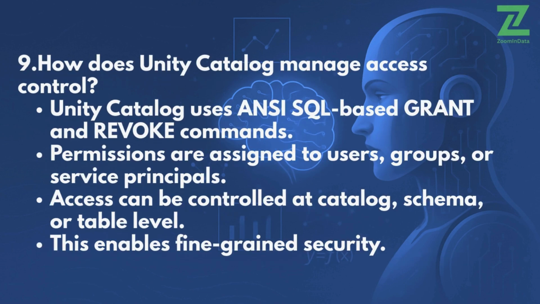How does Unity Catalog manage access control? Unity Catalog uses ANSI SQL-based grant and revoke commands. Permissions are assigned to users, groups, or service principals. Access can be controlled at catalog, schema, or table level. This enables fine-grained security.